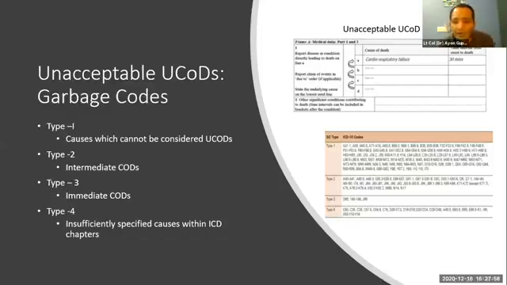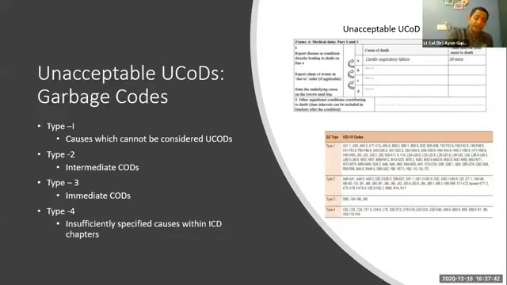Type 2 intermediate codes, like I50 is given. I50 is heart failure. I have to define why heart failure, how heart failure. Is it congestive heart failure? Is it some other cause? Type 3 immediate causes of death. I46 is cardiac arrest. J96 respiratory failure. These cannot be given as underlying causes of death. And type 4 insufficiently specified causes like R99s, malignancy site unspecified.